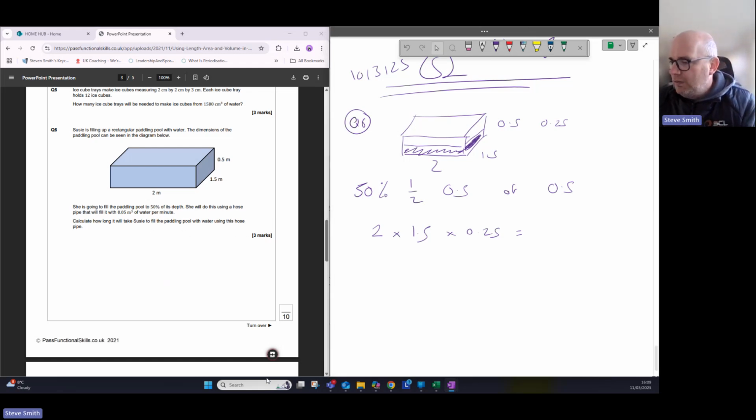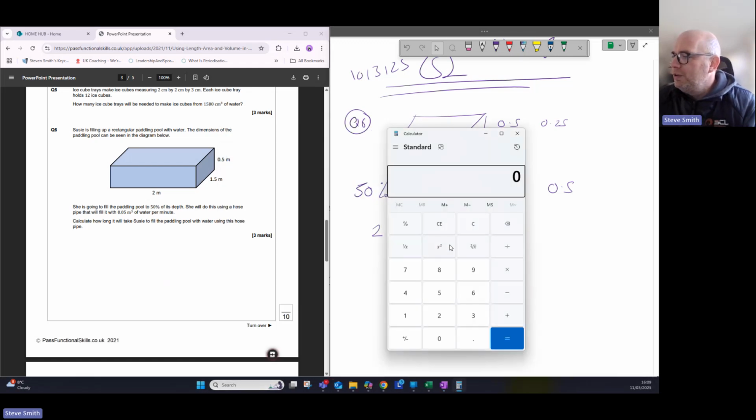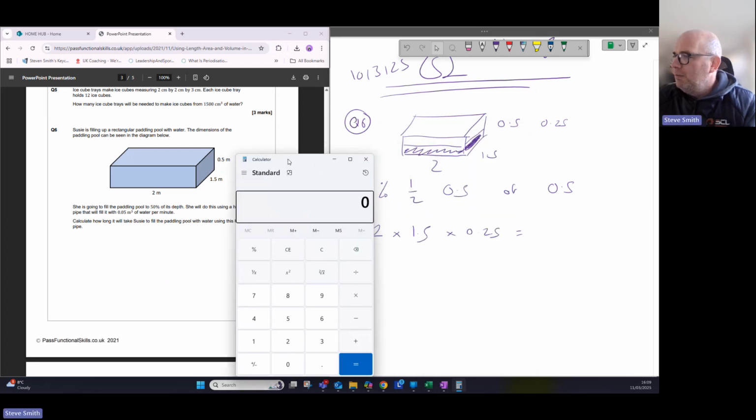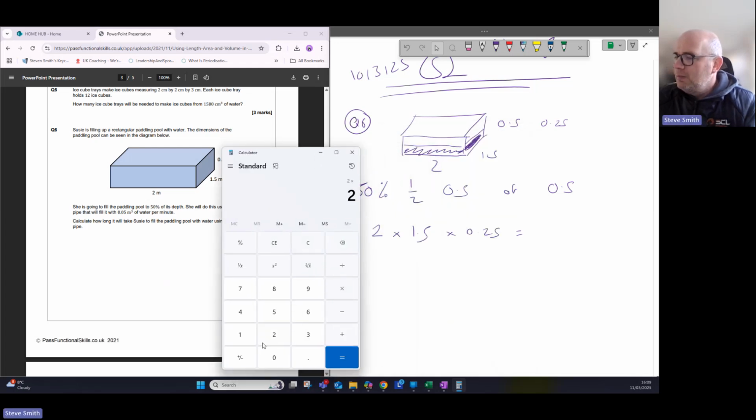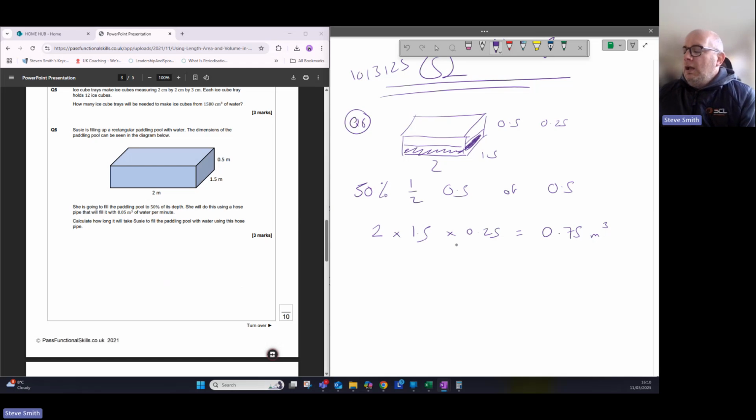Okay, so let's get the calculator out now, really, so we need to know the volume. So if we worked out the volume, let's put that into the middle, so we can go 2 times 1.5 times by 0.25 equals 0.75. 0.75 meters cubed. And if we think now, it's going to fill up at 0.05 meters cubed per minute. And that's our total volume.